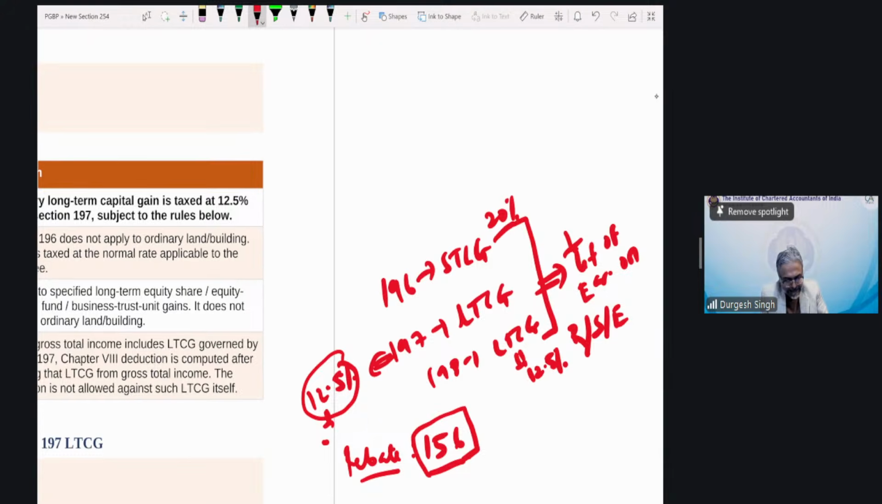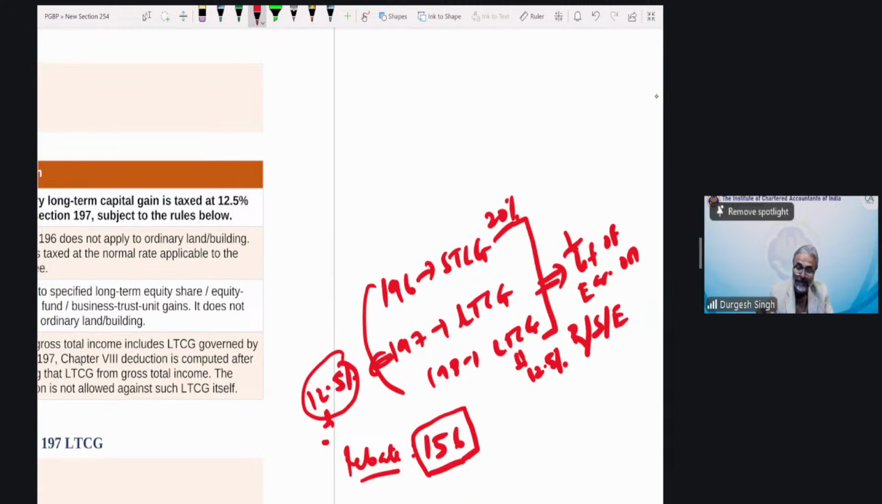Now, the point I wanted to ask all of you is whether you get a rebate from these special rates of tax under 196, 197, 198. No, sir, we don't get. Sir, what I think is, if you are below the basic exemption limit, meaning 4 lakh, in that situation, up to 4 lakh, you will get the rebate.